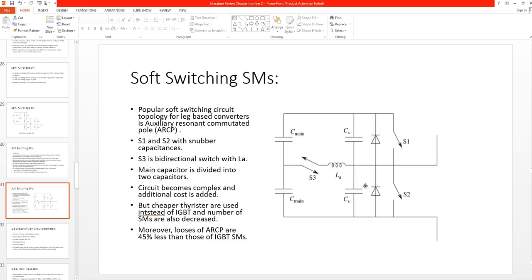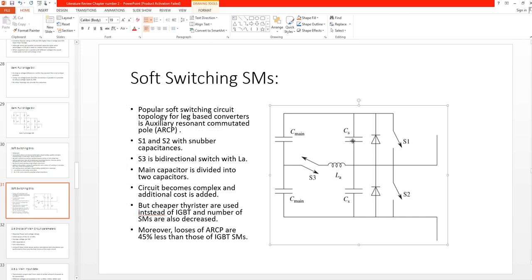This is a soft switching submodule with two snubber capacitors CS and two main capacitors C main, and this is an inductor LA. This is switch S3, and this part resembles a half bridge submodule, but here the capacitor is broken into two. A popular soft switching circuit topology for MMC-based converters is the auxiliary resonant commutated pole, ARCP. This is an ARCP where S1 and S2 have snubber capacitance CS, and S3 is a bidirectional switch with inductor LA, and the main capacitors are divided into two.